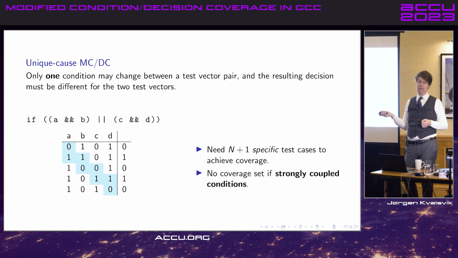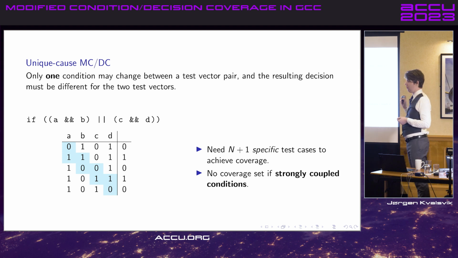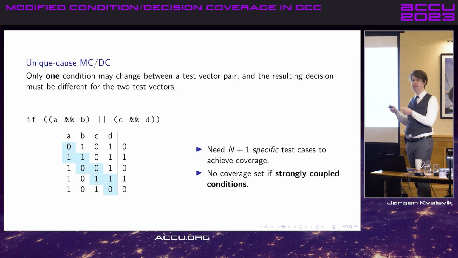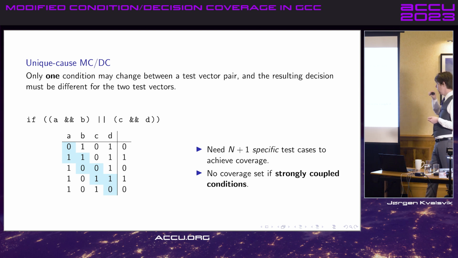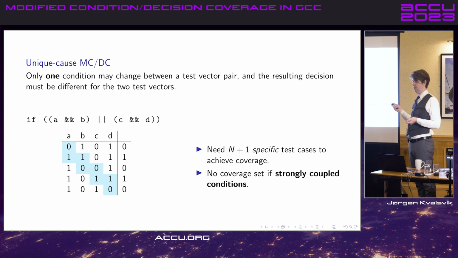You need n plus 1 tests in order to satisfy the unique cause MCDC. And if there are strongly coupled conditions, which essentially means that you have the same variable or they somehow depend on each other, so that by changing one, the other one will change as well, there is no coverage set, and this cannot be satisfied. So that's actually a strength. That means that if you have that, then obviously you probably did something wrong, because why does it go into the expression if it doesn't actually do anything?